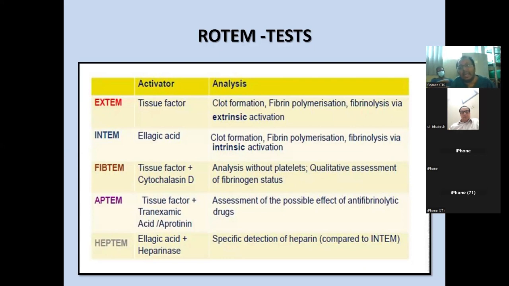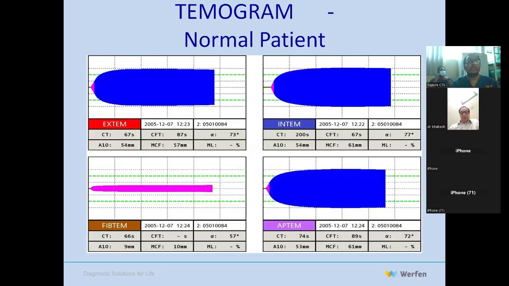So what does XTEM indicate? It indicates clot formation, fibrin polymerization, and fibrinolysis via extrinsic activation. INTEM is by the intrinsic activation, and FIBTEM is analysis without platelets, a qualitative assessment of fibrinogen status. APTEM indicates the assessment of the possible effect of antifibrinolytic drugs, and HEPTEM is the specific detection of heparin compared to INTEM.